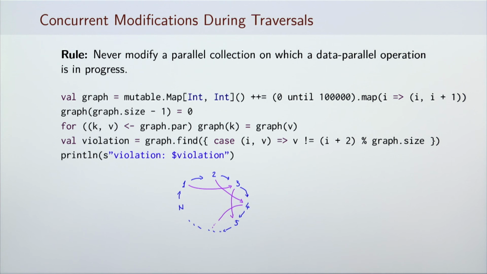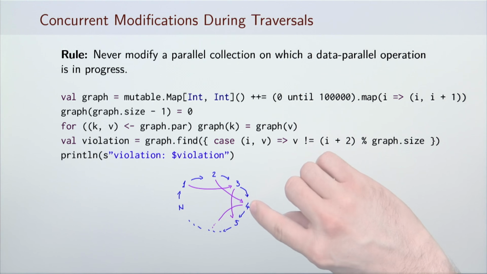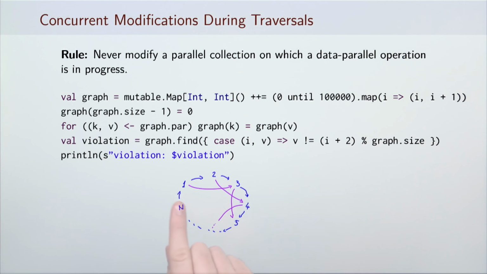Finally, to check if the program is correct, we try to find all the nodes for which the successor node is not 2 steps away. As you can see on the figure, after the contraction, every node should have the successor which is exactly 2 larger than itself. The only exceptions are the nodes at the very end. For those, we have to do the division modulo graph size. If the program is correct, the printed violation should be none.